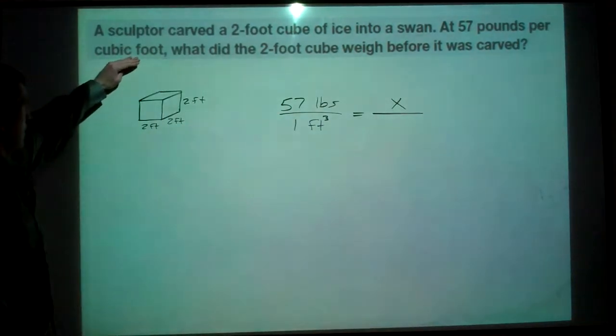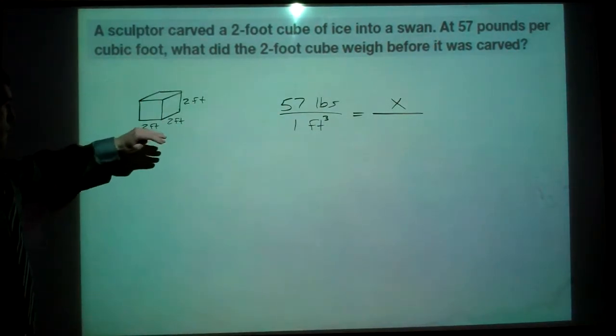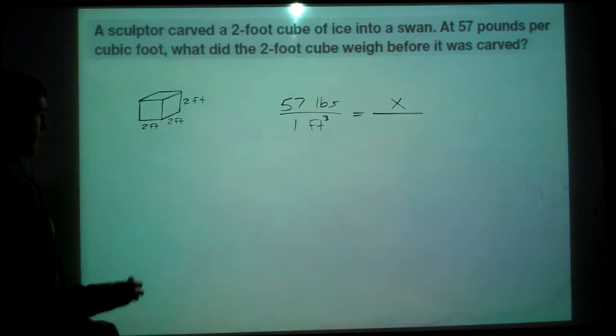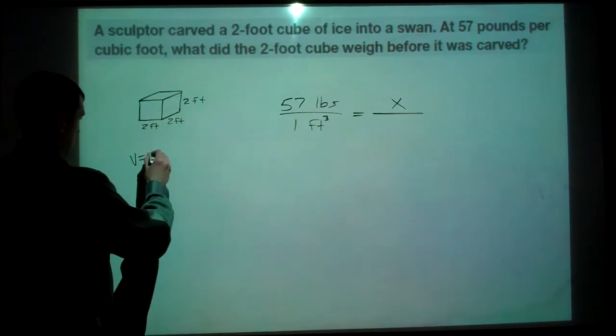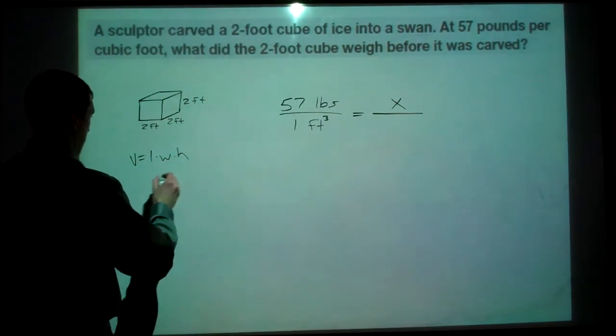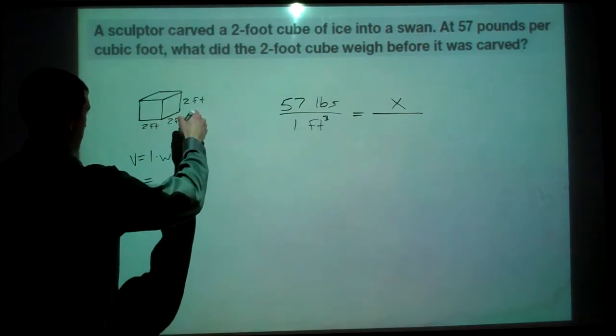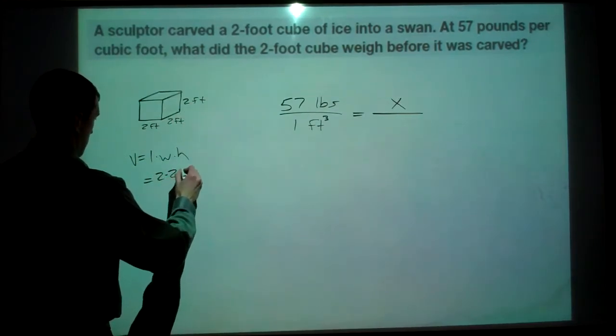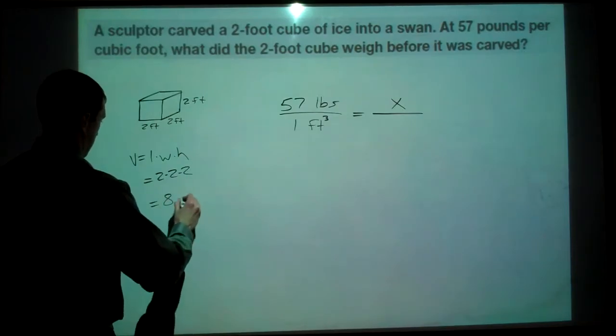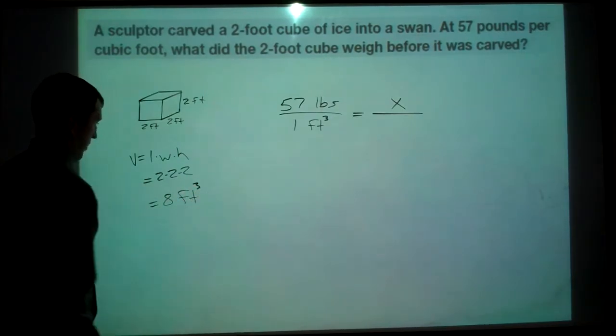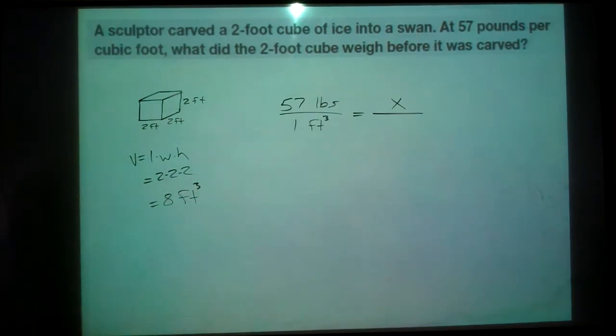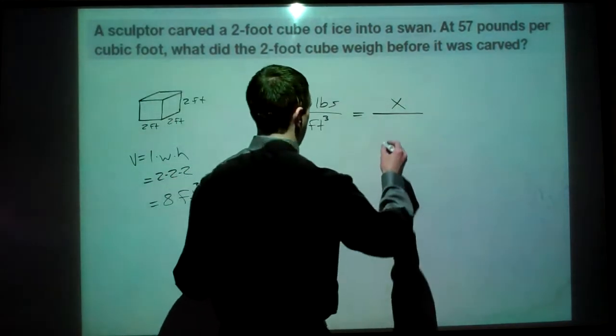Where it says 57 pounds per cubic foot, and if we have 2 feet by 2 feet by 2 feet, the volume of this is length times width times height, 2 times 2 times 2, which is 8 cubic feet. Okay? So we know the volume of this thing is 8 cubic feet.